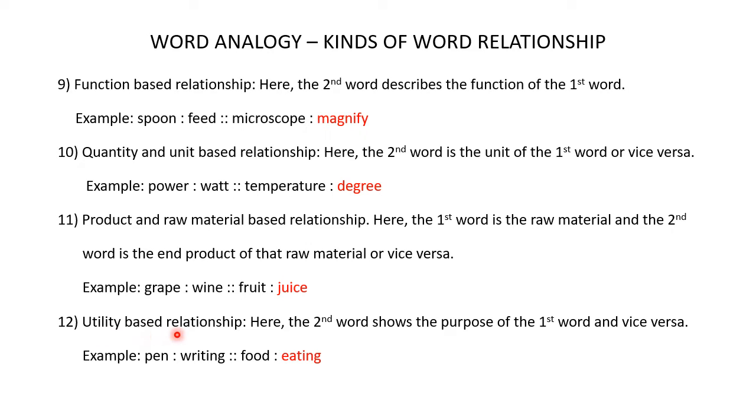Utility-based relationship. Here, the second word shows the purpose of the first word, or vice versa. For example, pen is used for writing. The purpose of pen is for writing. Similarly, the purpose of food is for eating. So pen is for writing and food is for eating.